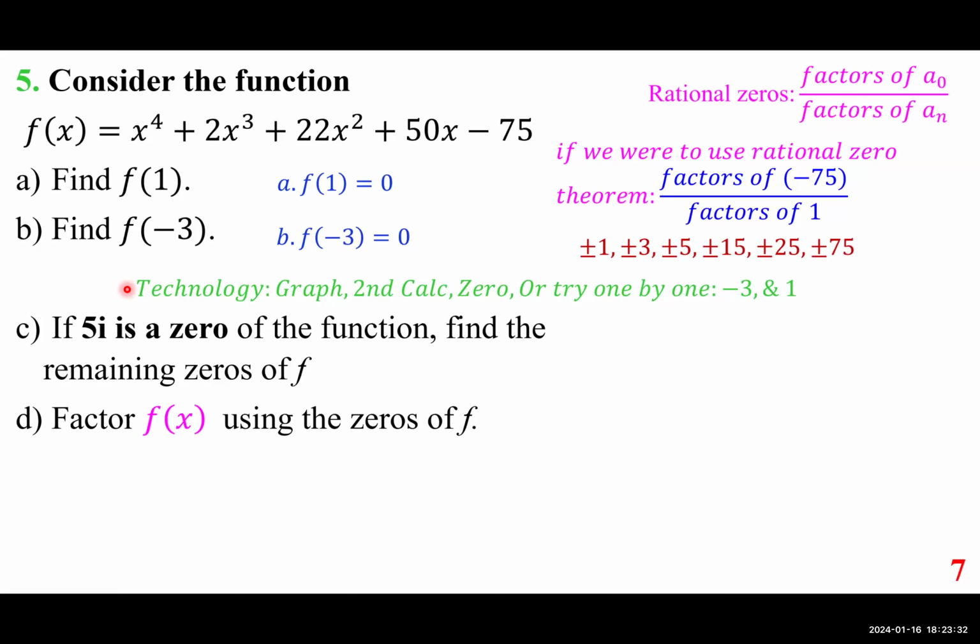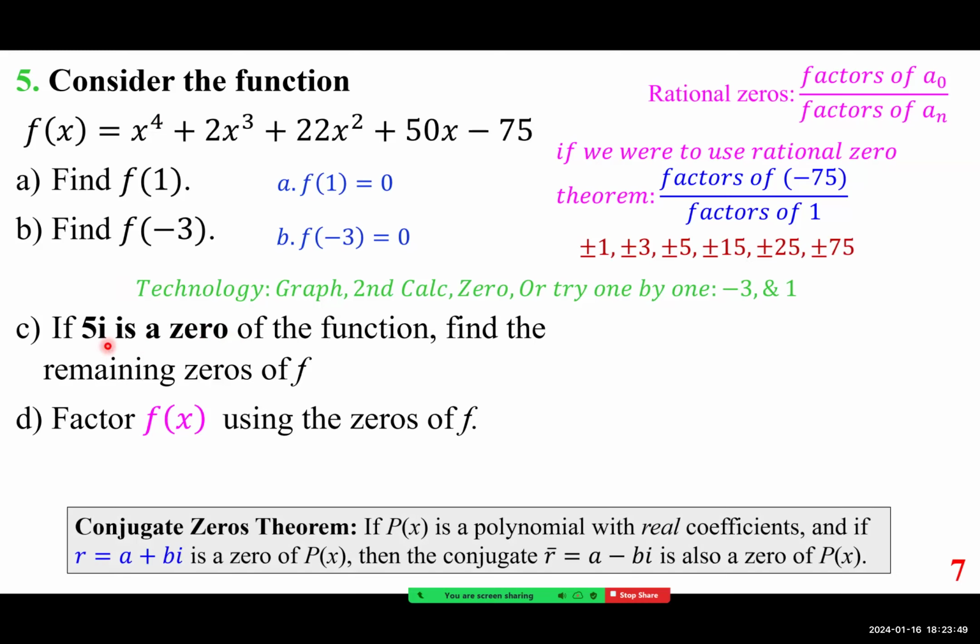Now, if 5i is a 0 of the function, find the remaining zeros. Let's go back to it. First of all, the degree is 4. There are 4 zeros. We already have 2 of them, and 5i is a 0. What happens? We have the conjugate zero theorem as follows. If p of x is a polynomial with real coefficients, and if r equals a plus bi is a 0 of p of x, then its conjugate, a minus bi, which we call r bar, is also a 0 of the function.